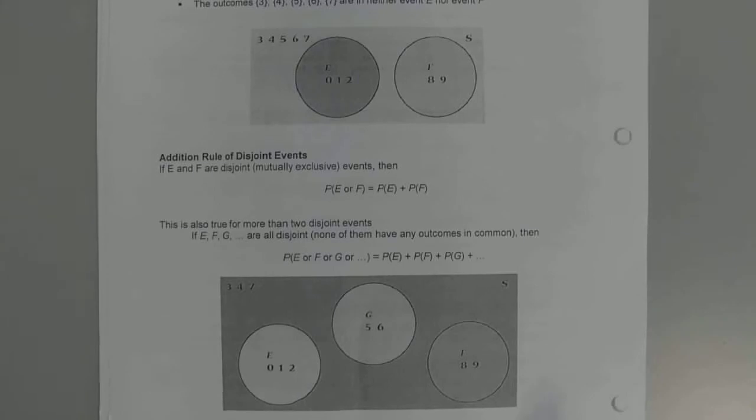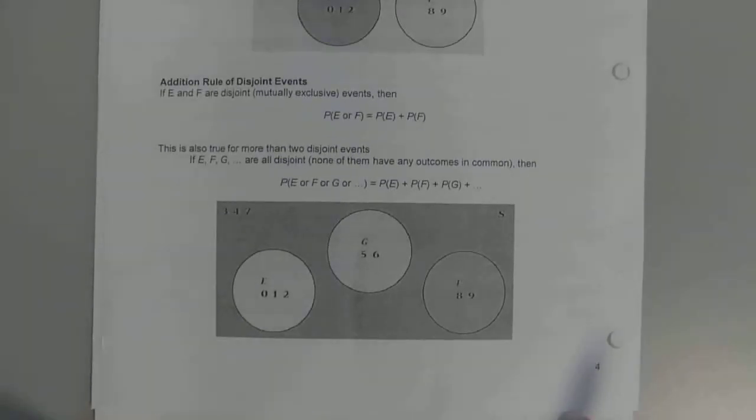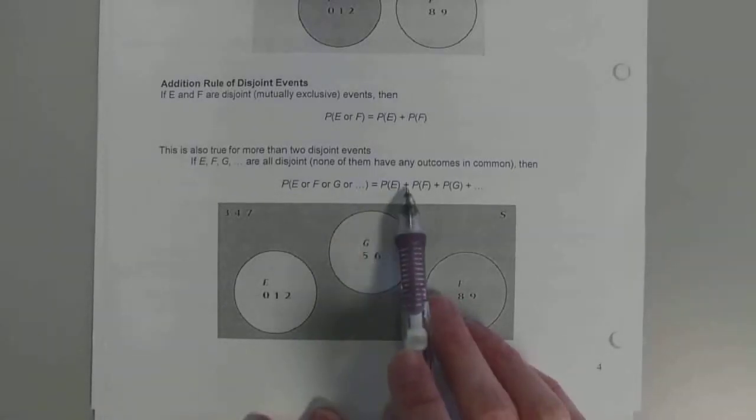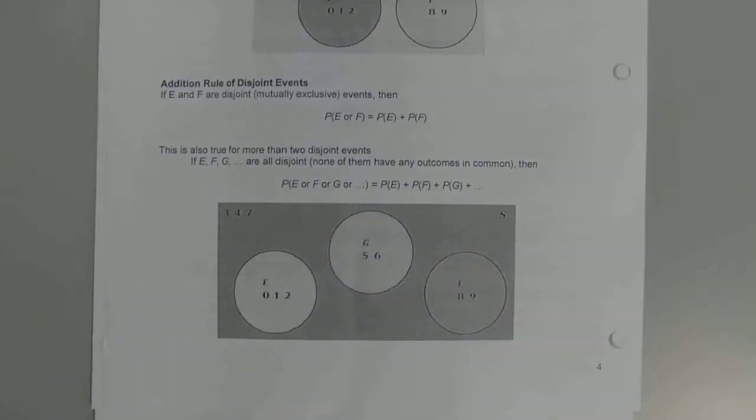The second part, guys, is just showing you we can expand it to however many little events we need to, as long as they're disjoint. So notice the sample space is still the same, 0 through 9. But now we have E, F, and G. But again, they don't overlap. They're all disjoint. So guess what the rule is? The probability of one plus the probability of the other plus the probability of the third. You could have event H in there and so forth.